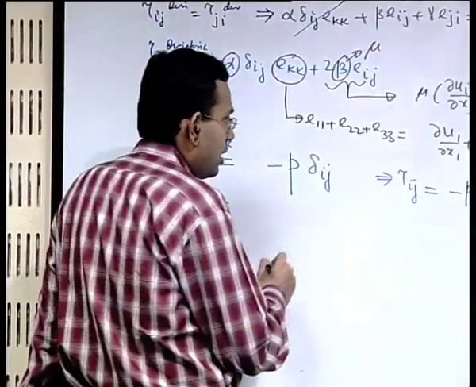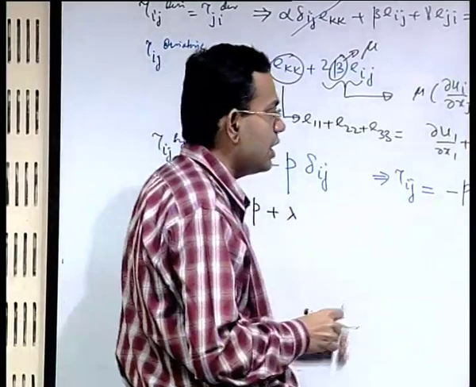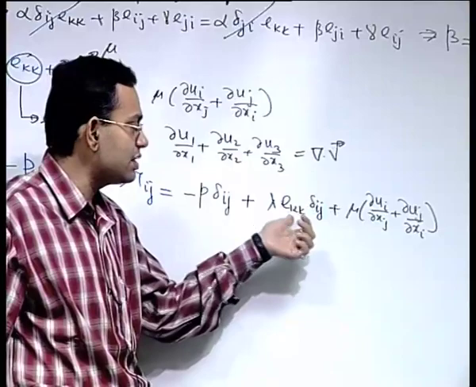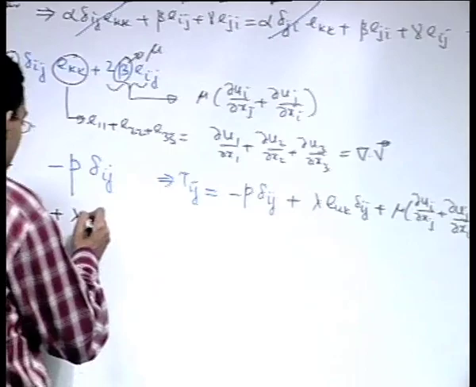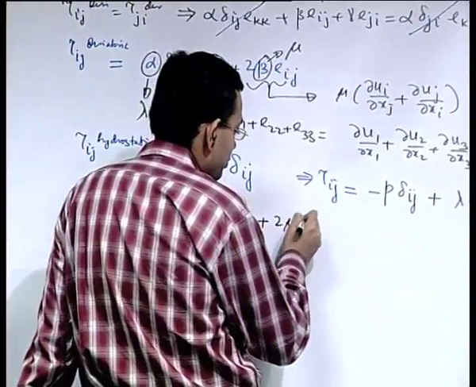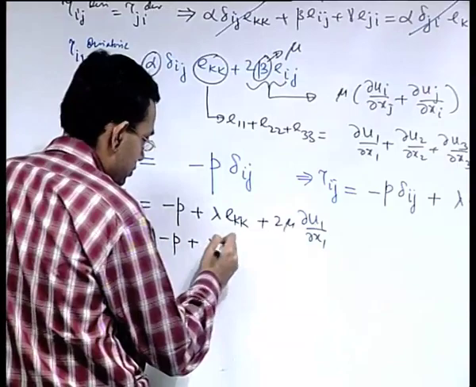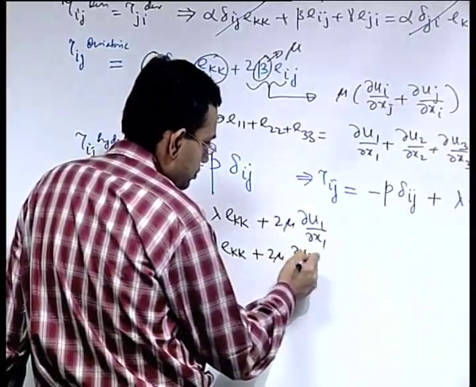Tau 1 1 is equal to minus p plus lambda ekk plus 2 mu. See, we are considering normal stress for assessing lambda, because lambda is not relevant for shear, because when j equal to i, then only this term is there, otherwise this term is not there. Similarly, let us write tau 2 2 and tau 3 3.